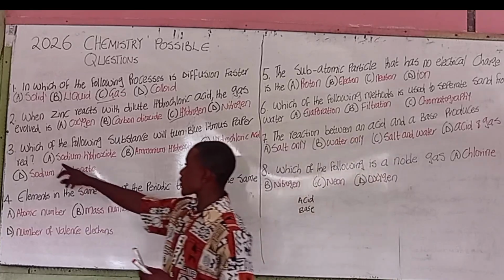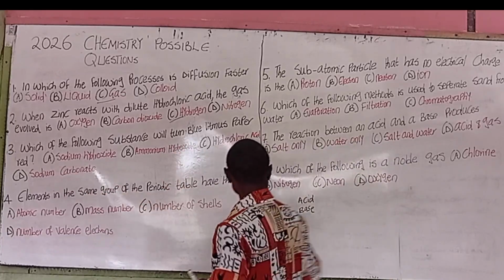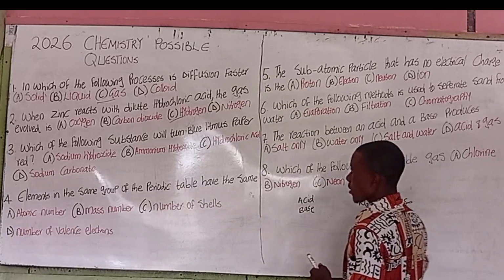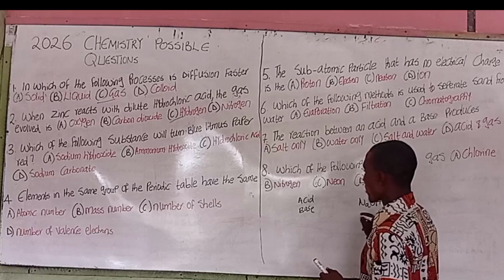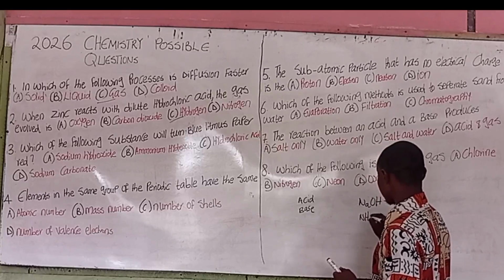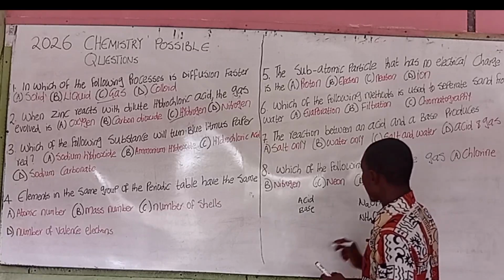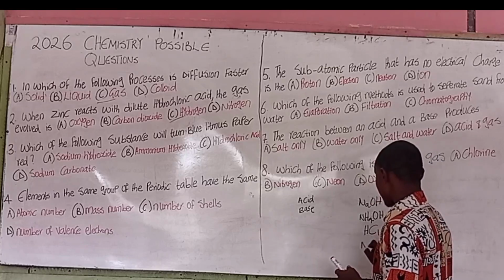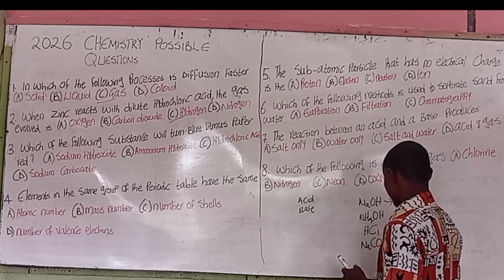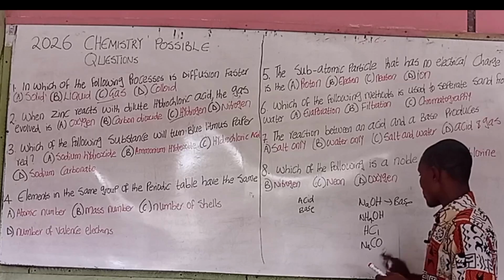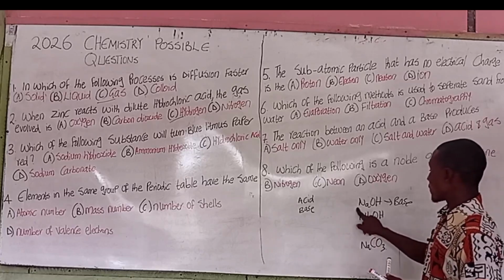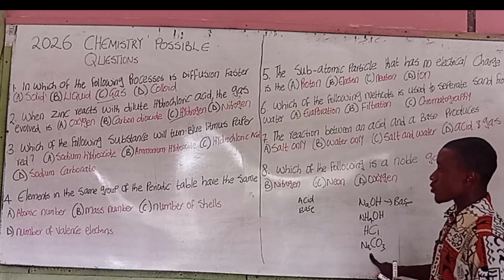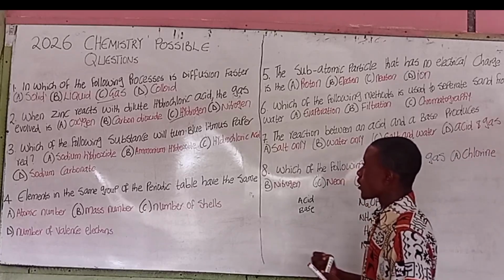The first option says sodium hydroxide. Sodium hydroxide is a base. We have ammonium hydroxide, we have hydrochloric acid, that is HCl, and we have sodium carbonate. So we have sodium hydroxide, ammonium hydroxide, hydrochloric acid, and sodium carbonate. The question says, which of the following substances will turn blue litmus paper red?